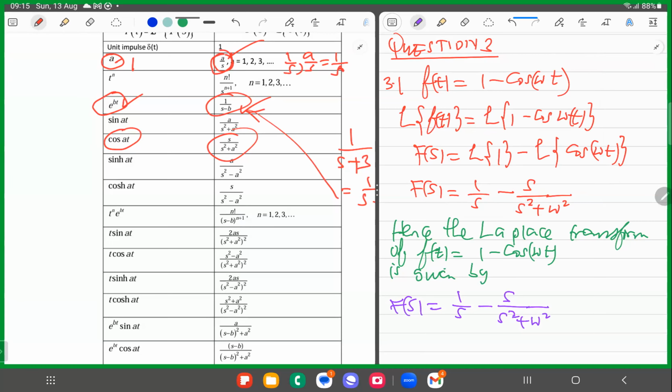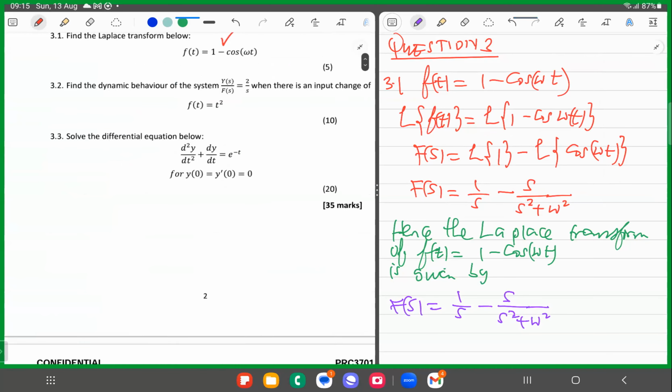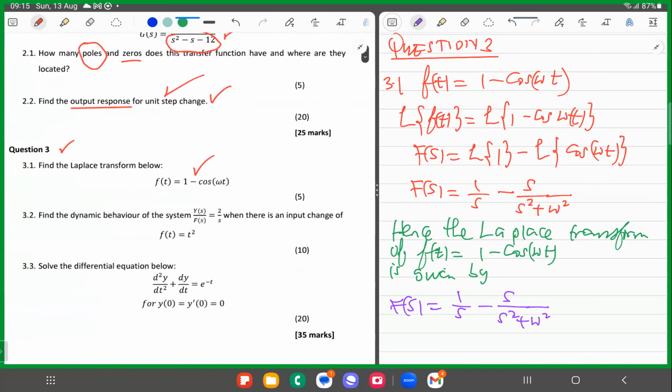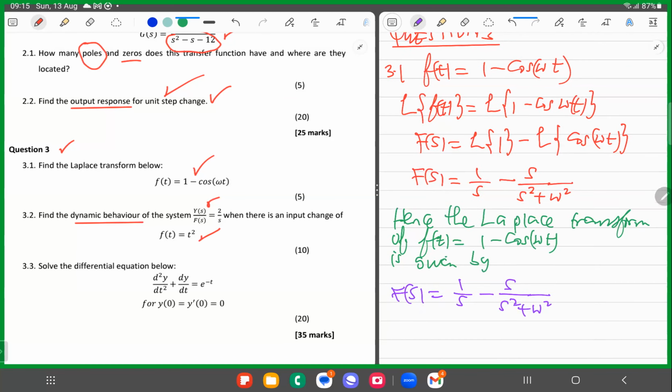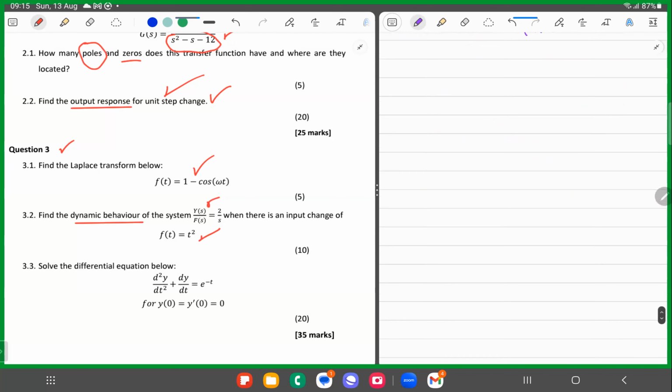Okay, so we have answered that question. And that was question 3.1, which is find the Laplace transform below. Now the next question is about the dynamic behavior. So find the dynamic behavior of the system, this one, when there is an input change of f of t equals t squared. And then let's compute the dynamic behavior.